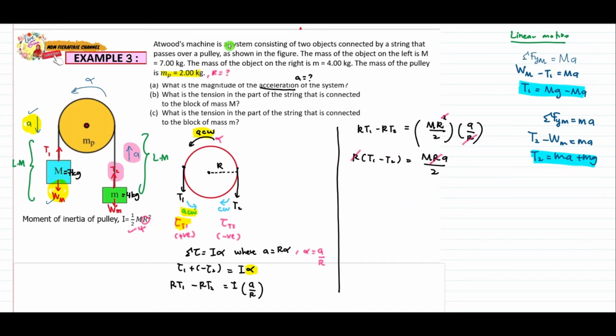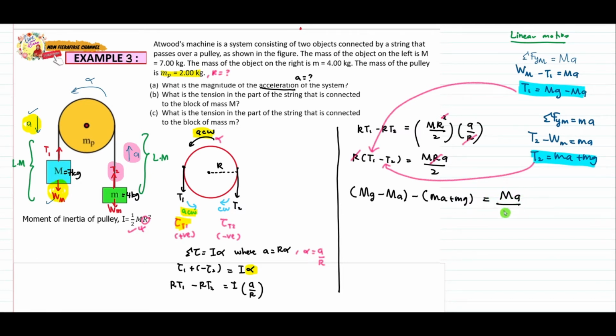Okay, so we substitute here T1, capital M G minus capital A minus T2. Okay, so kita substitute dekat sini. We substitute here T1 and we substitute here T2, and equal to MA over 2. Alright, so mana yang kita boleh selesaikan, kita selesaikan dulu.